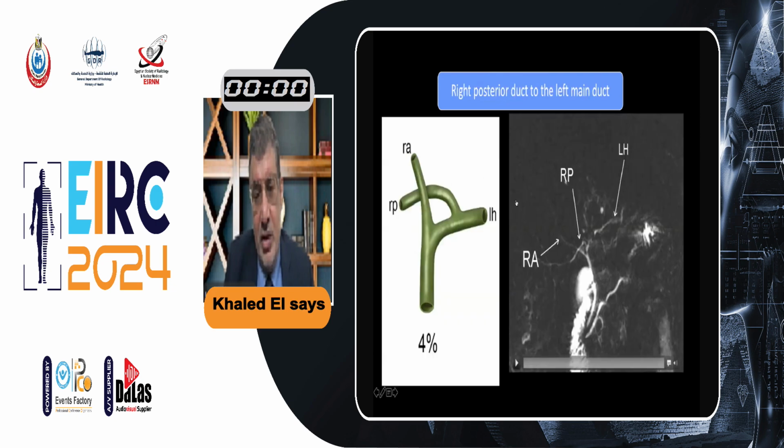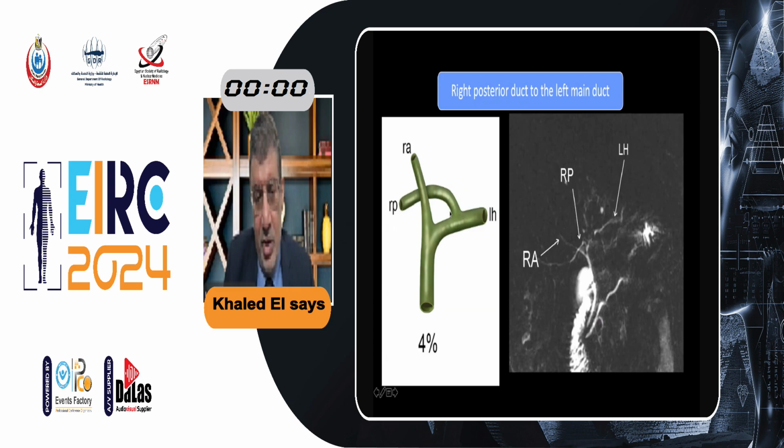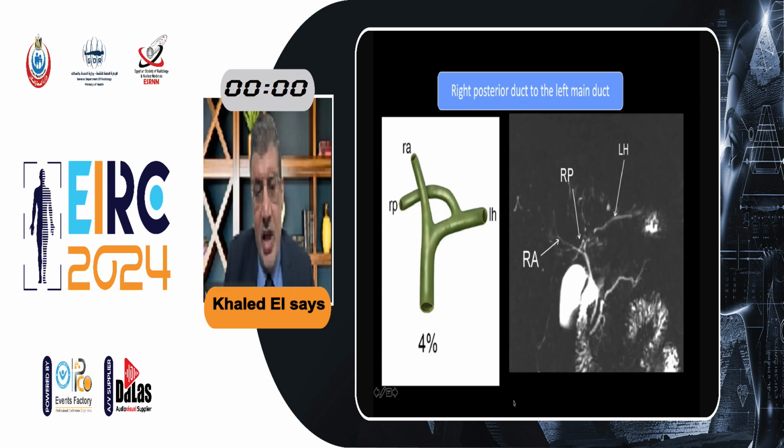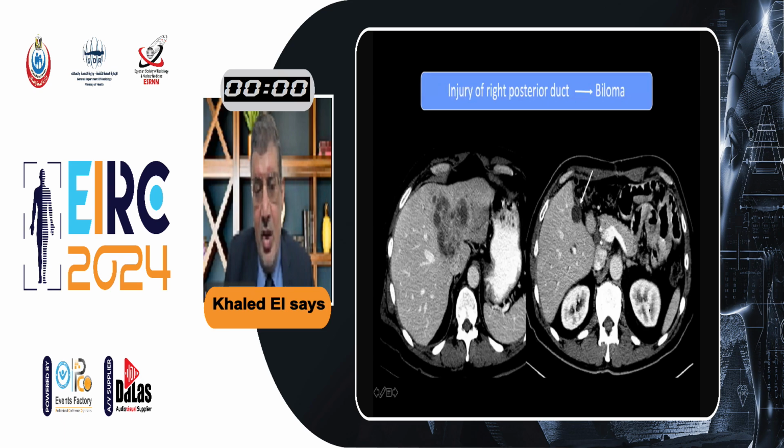For example, this is a case of, what do we see here? We see the right posterior duct draining into the left hepatic duct. Okay, that's MRCP. Right posterior duct going to the left hepatic duct. Okay, what happens if you don't depict this? And this was not depicted here. This is a volume rendering image of the same entity.